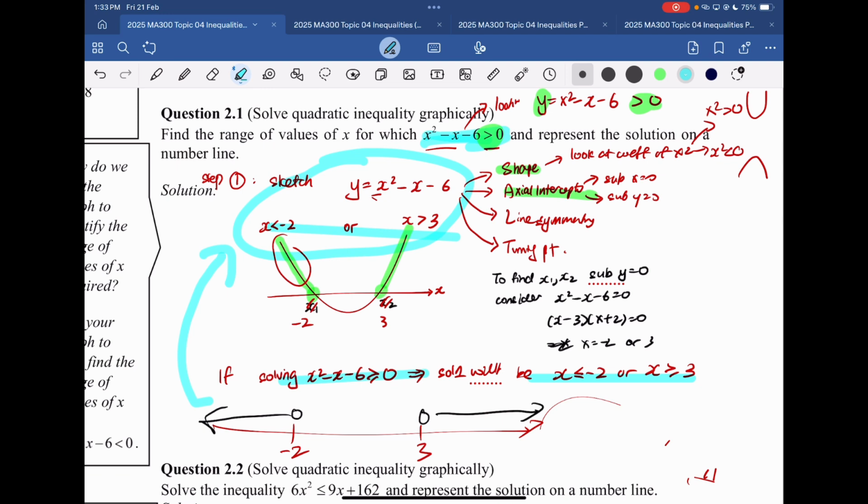So just now, Mitra was asking, what happens? Can I have one solution set? Yes, it is possible. Here, if I solve this, the solution is going to be x less than minus 2 or x more than 3. If I solve this, the solution will be x less than or equal to minus 2 or x more than or equal to 3. What happens if I solve this?